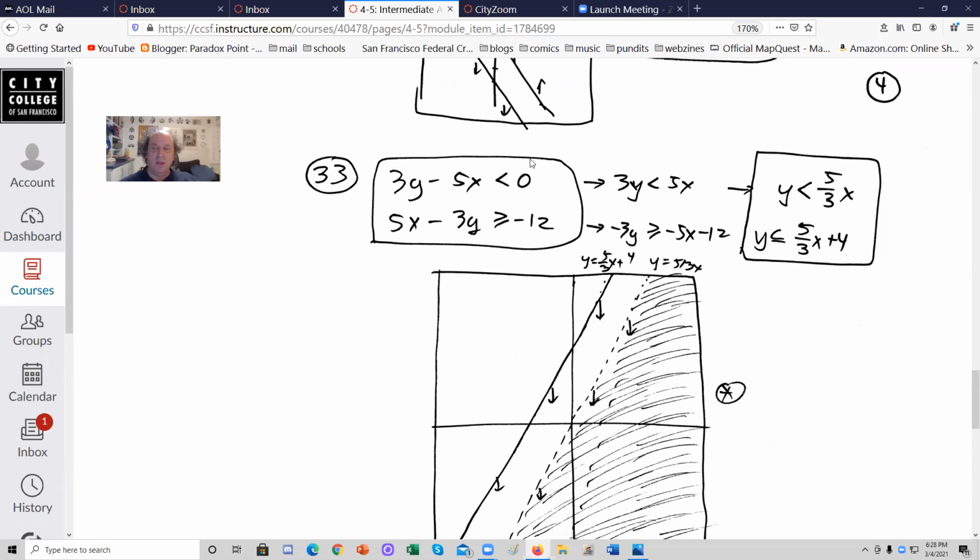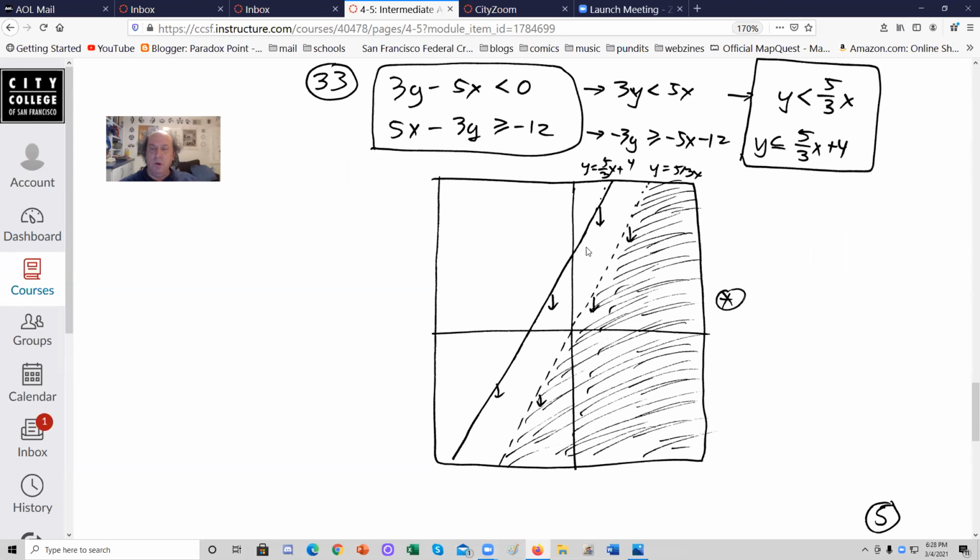Here, in one sense, they overlap. 3y minus 5x less than 0. After some algebra, it's y less than 5 thirds x. So it's this line here, dotted and below. And 5x minus 3y is greater than or equal to 12. After a bit of algebra, it's y less than or equal to 5/3 x minus 4. Solid line, like this. These are parallel, so this is parallel to that. Okay, so you want points below this line, but also below this line. But everything below this line is below this line, so you just get this half, this part here.